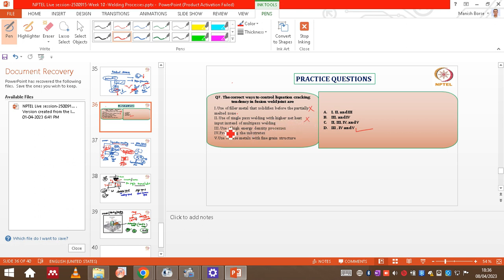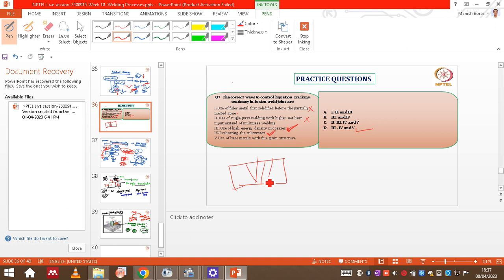So in the third case they ask about the use of high energy density processes. Obviously it is right, because it will reduce the actual heat input, or it will narrow down the partially melted zone or heat affected zone. Use of a high energy density process can be one option, and another is preheating of the substrate. That will always be an option, because it will reduce the temperature gradient, because the temperature gradient will be different at different zones, right?